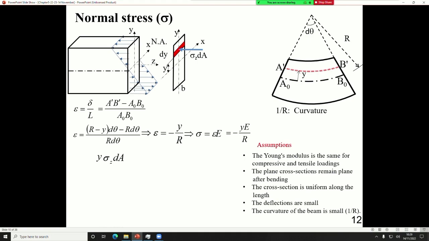or mathematically, if I integrate this term from the top layer to the bottom layer of the cross-section, this becomes the resisting moment from the material. And this must be equal to the external moment applied. So now I've got a relation between the external moment and the stress applied on the cross-section. Now I'm going to substitute this equation here. This is showing me the stress in the z direction. I'm going to substitute it in this relation.